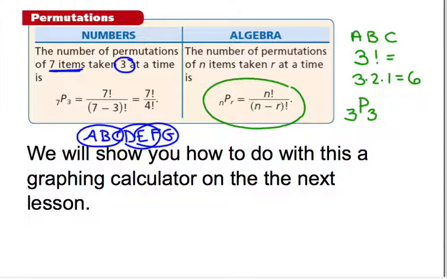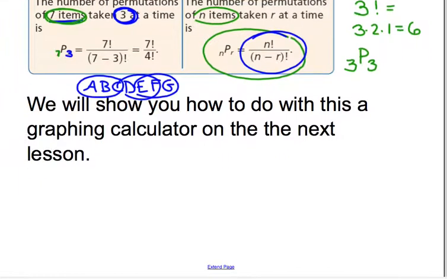What the formula says is you start with the number of total items. So how many items do we have? 7. So that's our first number. And then how many do we want to choose? We're choosing 3 at a time. So that is your second number here in the little. So now we substitute into our formula on the right. So you'll see 7 factorial over 7 minus 3 factorial. Then we can go ahead and solve that problem.